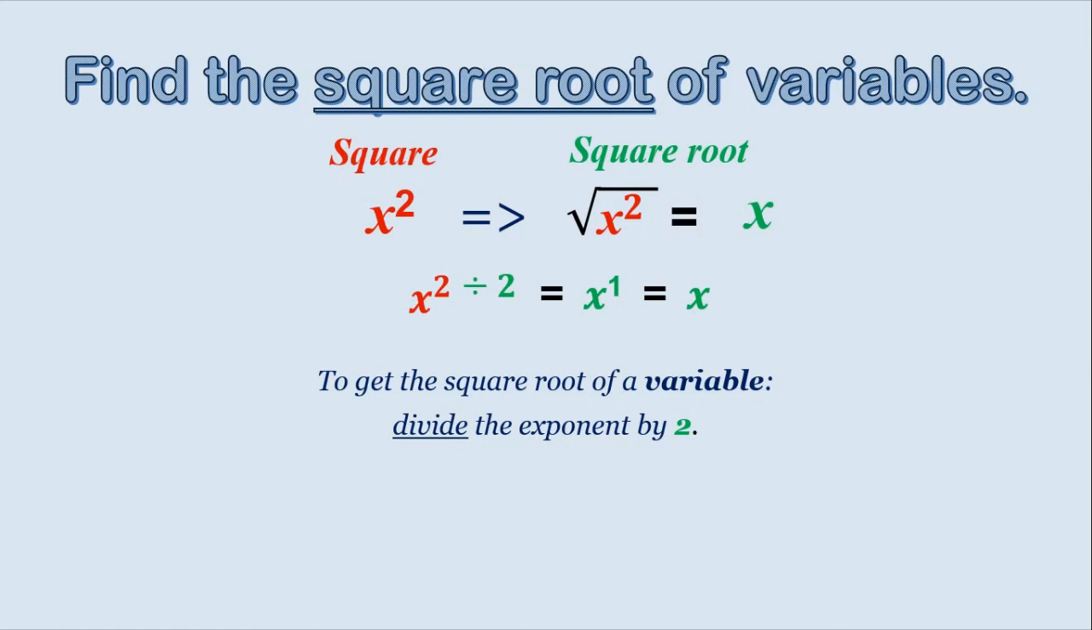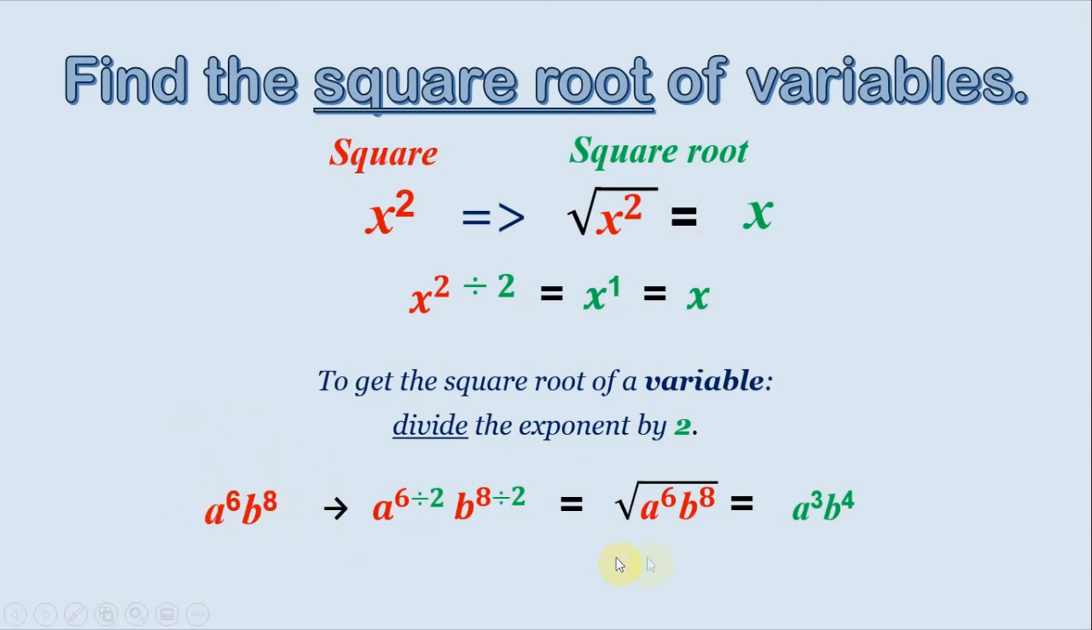Given the variable expression a to the 6, b to the 8, what is its square root? Divide the exponent 6 by 2 and it shall give us a to the third. Next, divide the exponent 8 by 2 and it shall give us b to the fourth. Therefore, if a to the 6, b to the 8 is a square, its square root is a to the third, b to the fourth.